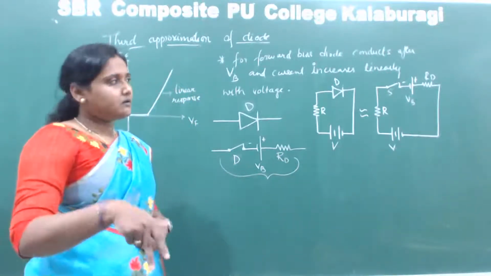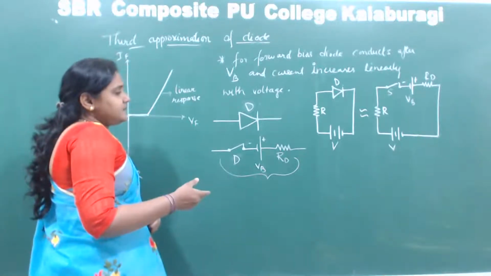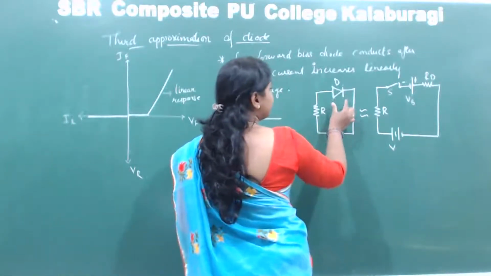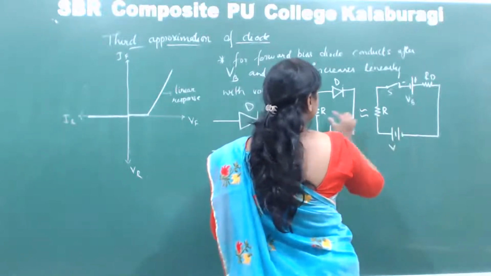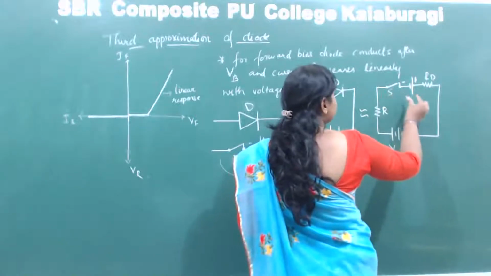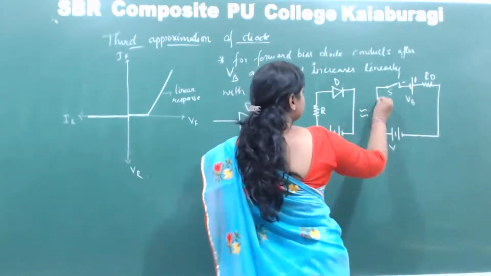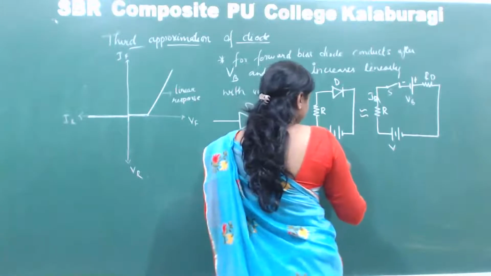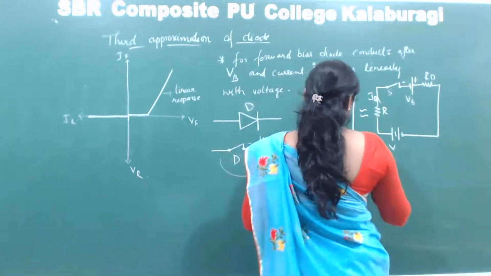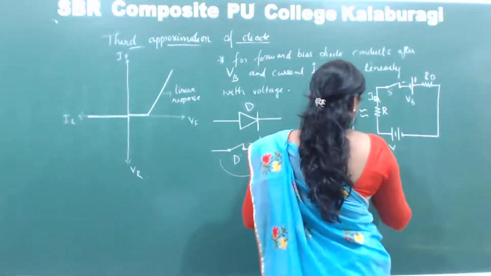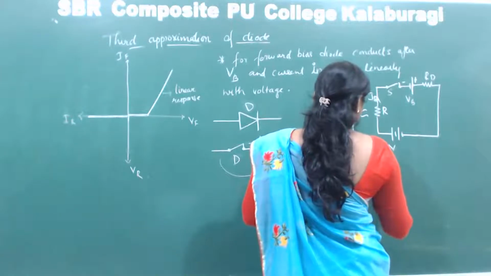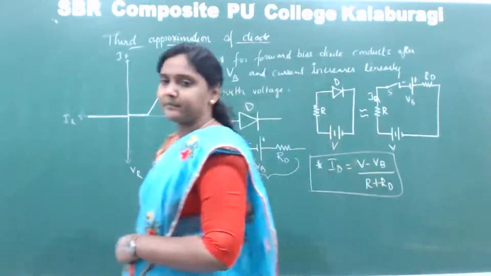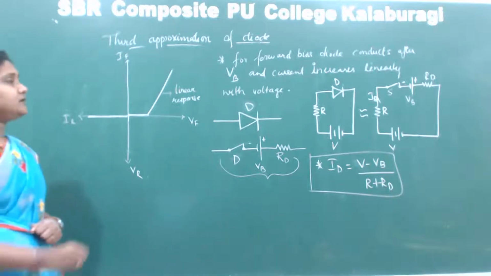This is the internal resistance, otherwise the diode resistance. So this circuit comprising one voltage supply, one resistance and one diode is replaced by voltage supply, the circuit resistor, and the diode replaced by a switch, a barrier potential and a resistance. And current flows ideally. Current ID flows. So now ID can be written as: ID is equal to V minus VB divided by R plus RD. This is the current equation for the third approximation.